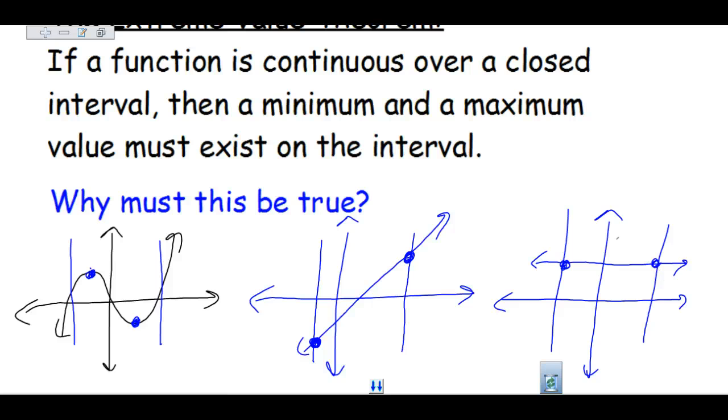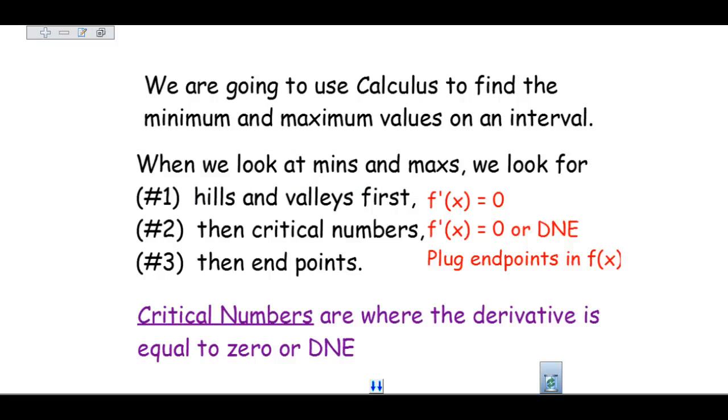Well, so how do we use calculus to help us with this? Whenever we're looking for relative mins or maxes, sometimes you think of them as hills or valleys. Those are places where the graph has a horizontal tangent. So that's where the derivative of the graph is equal to 0. Other mins and maxes might be at something called a critical number. A critical number, a piece of vocabulary you need to know, is a place where the derivative is equal to 0 or does not exist.